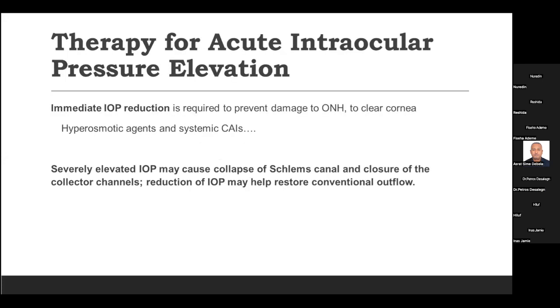And therapy for acute intraocular pressure: when we have a sudden elevation of the IOP, there is a need for immediate IOP reduction, which is required to prevent damage to the optic nerve head and to clear the cornea. In this case, hyperosmotic agents and systemic carbonic anhydrase inhibitors are required. Severely elevated IOP may cause collapse of Schlemm's canal. So these medicines are required.